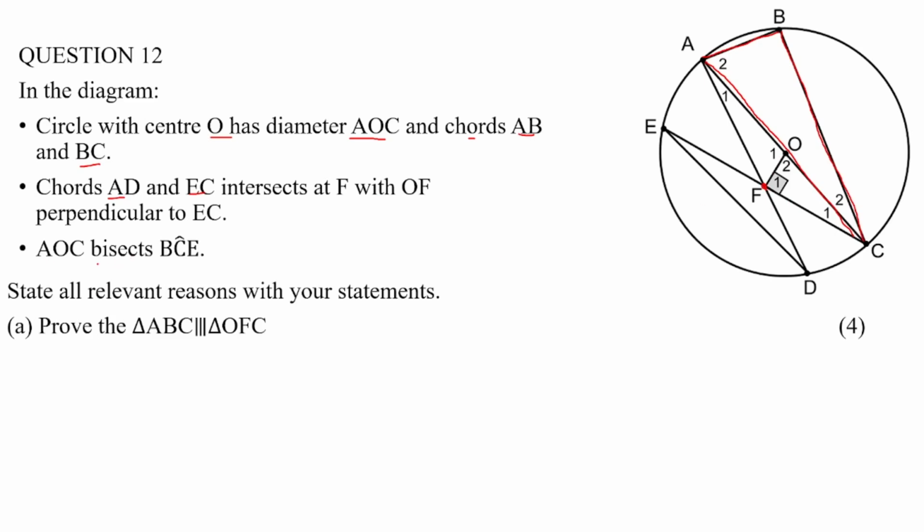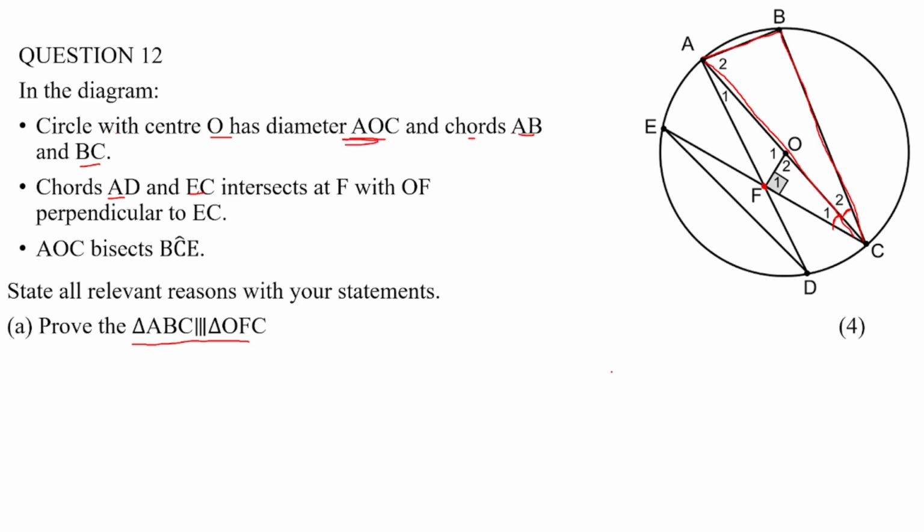AOC bisects angle BCE, so this angle is equal to this angle. We are required to prove that triangle ABC is similar to triangle OFC. Let's look at the information that we're given: a circle with center O and diameter AOC.